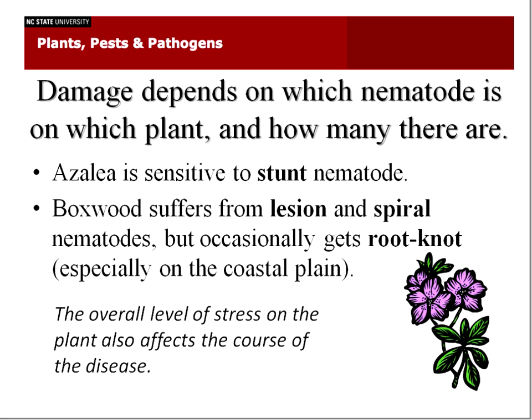So azalea, we would get problems with stunt nematode, whereas with boxwood, we would get lesion nematode and spiral nematode, although occasionally root knot will get it on in the coastal plain. And then the general level of stress on the plant is going to determine how much damage there is, because a root system that is compromised by nematodes will be less able to provide water and nutrients to the plant.